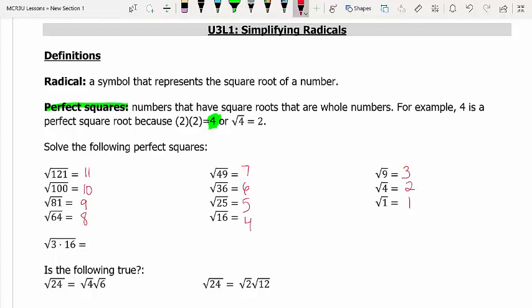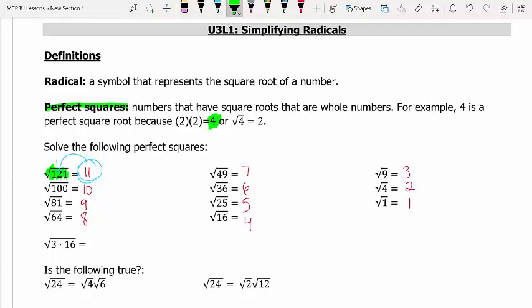Okay, so there's the answers. So let's just dissect the word perfect square again. 121 is a perfect square because when you take the square root of it, you get a whole number, which is 11. This means that 11 times 11 is 121.